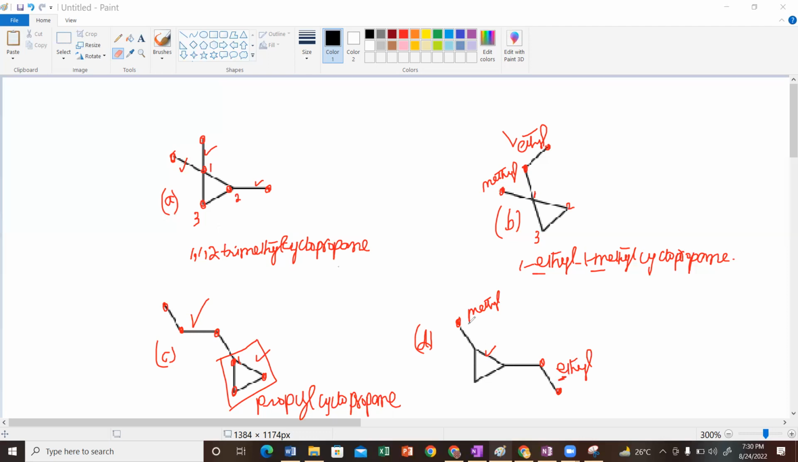Now you must be very clear about this thing. Ethyl, E comes first, then comes M, so that one is 1, 2 and 3, right? The name of this cycle would be 1-ethyl, 2-methyl cyclopropane. It is 1-ethyl, 2-methyl cyclopropane.